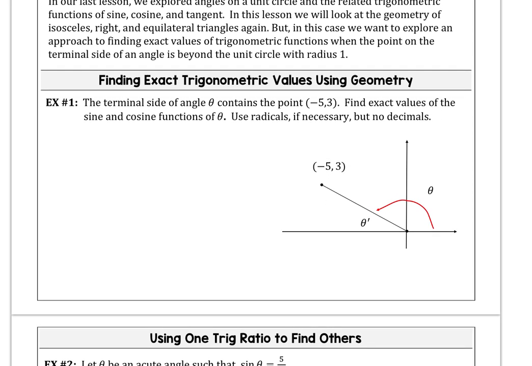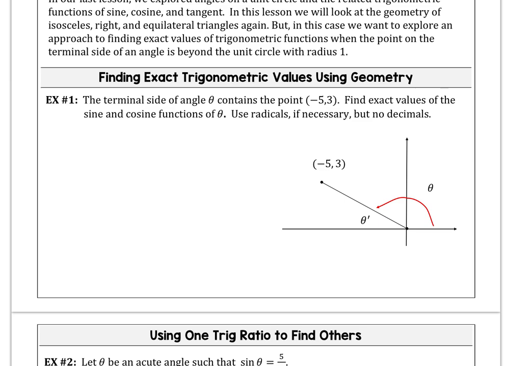Looking at example 1, we have the terminal side of angle theta contains the point (-5, 3). And we want to find exact values of sine and cosine functions of theta. We want to use radicals if necessary and not decimals.